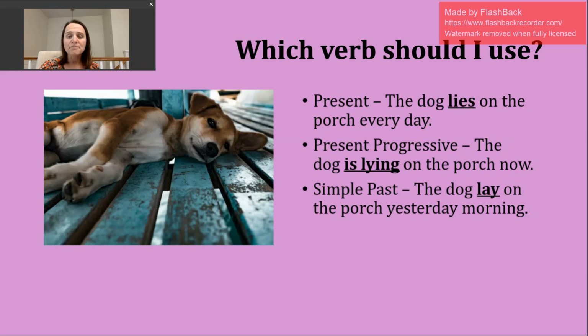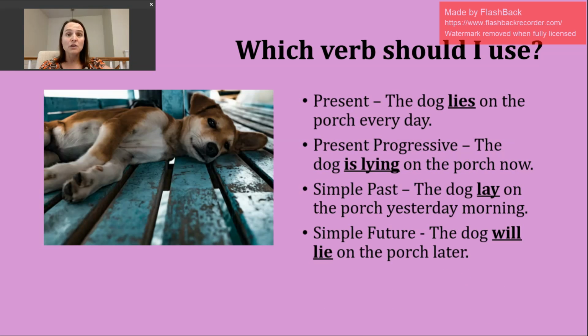Let's do one more, and maybe it's a future. I'm making a prediction about what's going to happen. The dog will lie on the porch later.